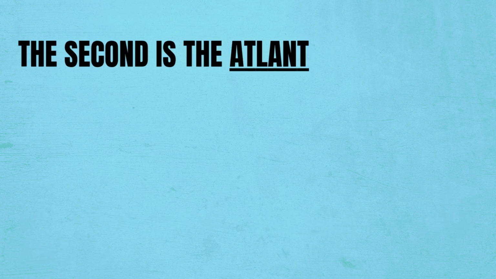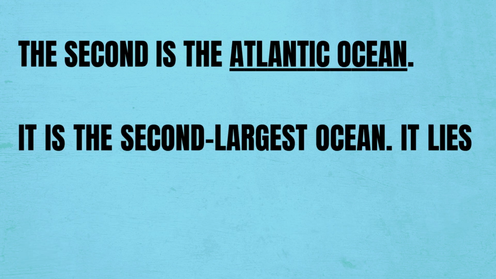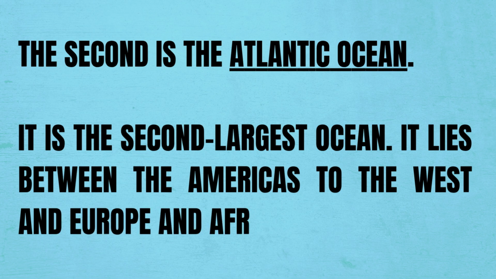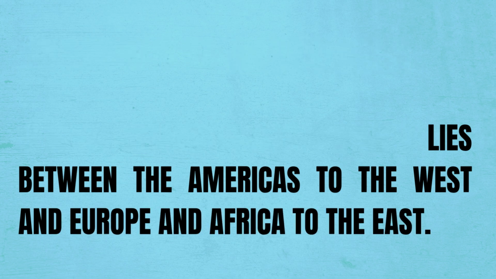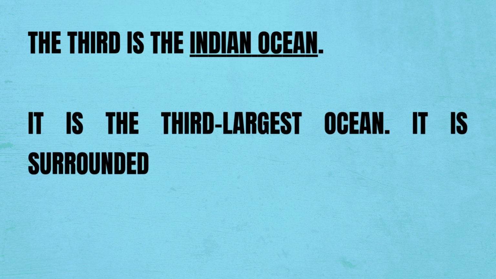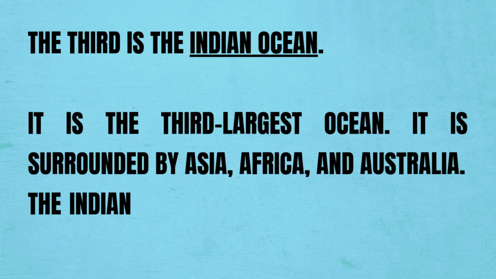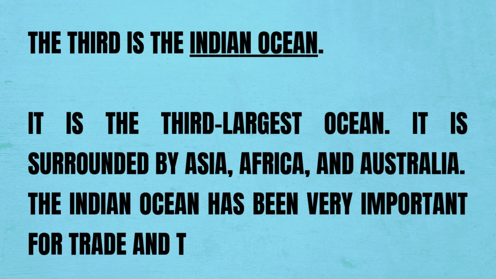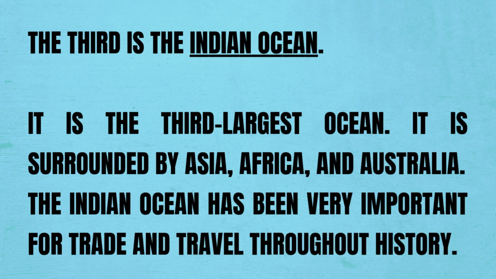The second is the Atlantic Ocean. It is the second largest ocean. It lies between the Americas to the west and Europe and Africa to the east. The third is the Indian Ocean. It is the third largest ocean. It is surrounded by Asia, Africa, and Australia. The Indian Ocean has been very important for trade and travel throughout history.